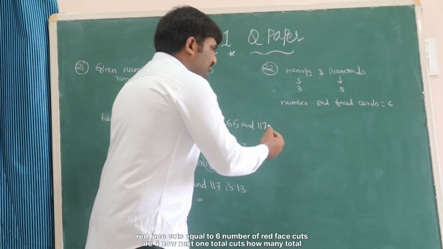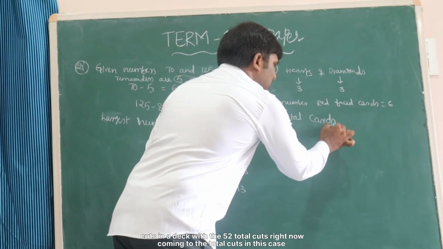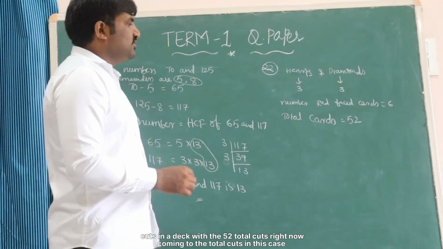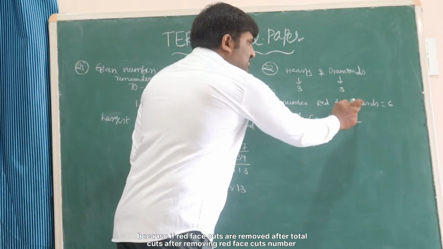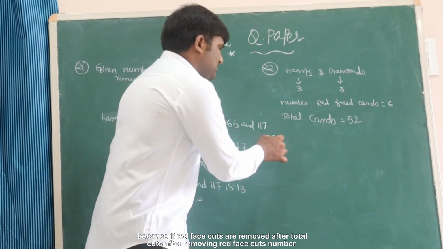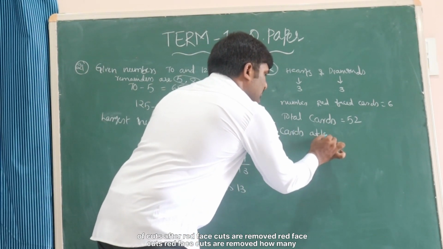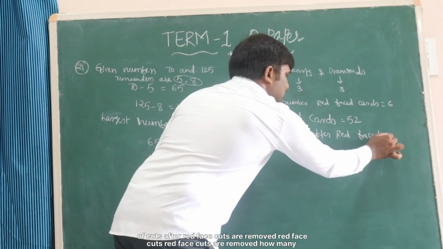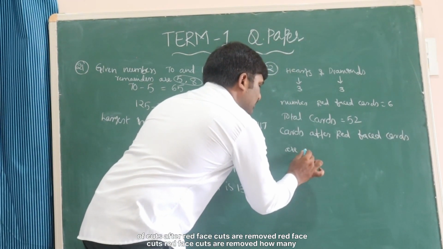Next, total cards. How many total cards are in a deck? There are 52 total cards. Now the total cards in this case, because the red faced cards are removed: the number of cards after the red faced cards are removed.